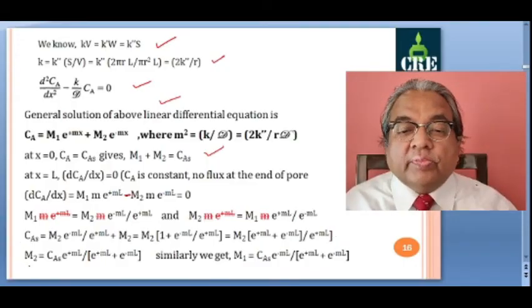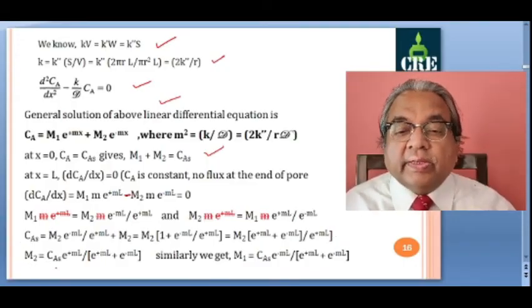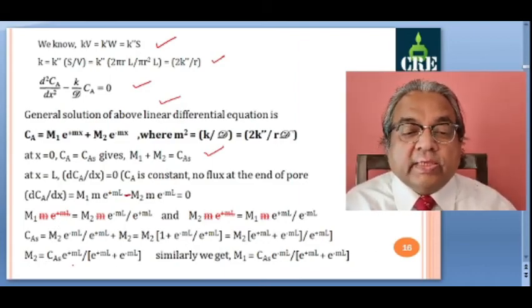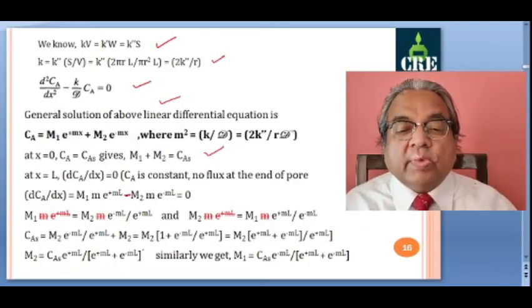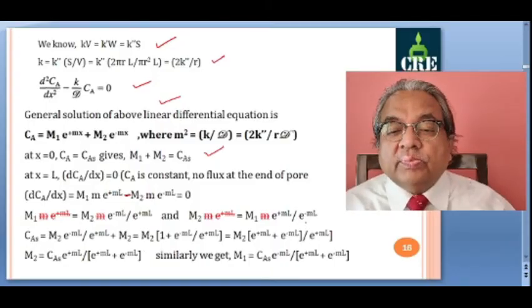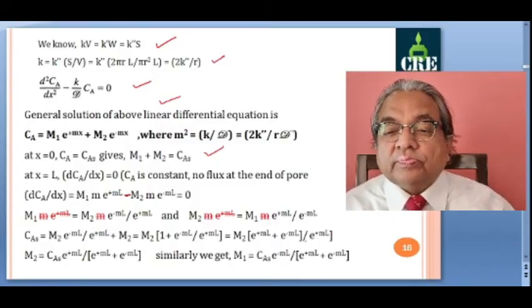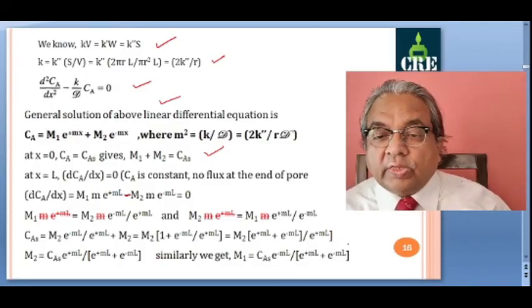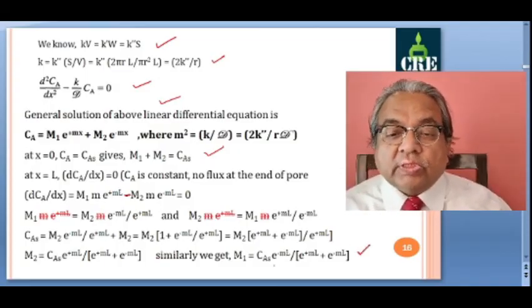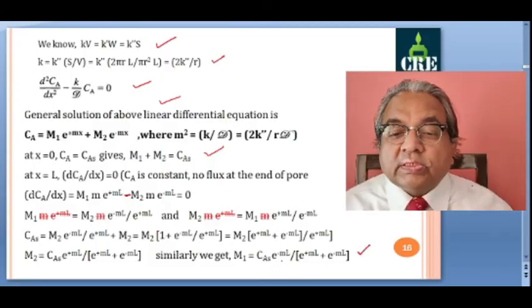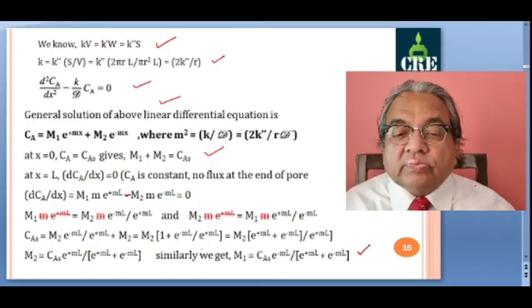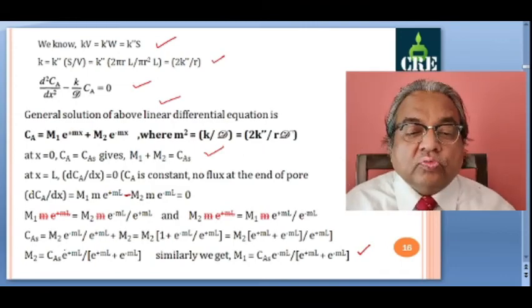Okay, so m2 can be written as, this I will transfer on this side. So CAS into e raised to ml by e raised to ml plus e raised to minus ml. And similarly, you can find out this another constant m1 also. So m1 is equal to CAS into e raised to minus ml, e raised to plus ml plus e raised to minus ml. So what is the difference? For m1 you have e raised to minus ml term, and for m2 you have e raised to plus ml.